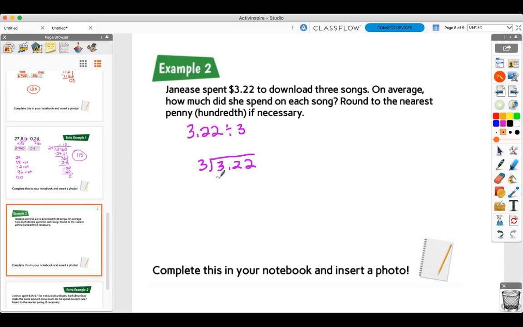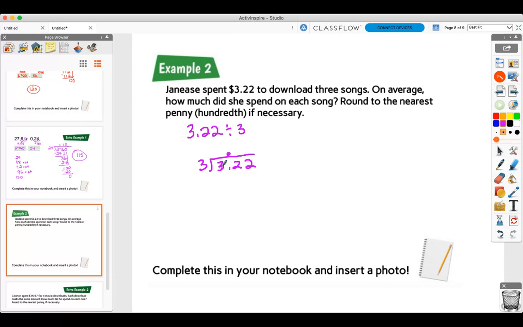Now, when you have a decimal point in the middle of your dividend, what you want to do is put it directly above it. Right above it, kind of like lining it up when you're adding and subtracting decimals. Now you just treat it like normal.